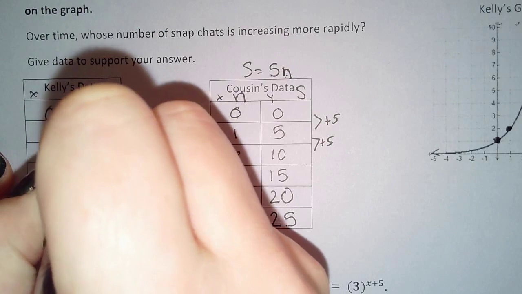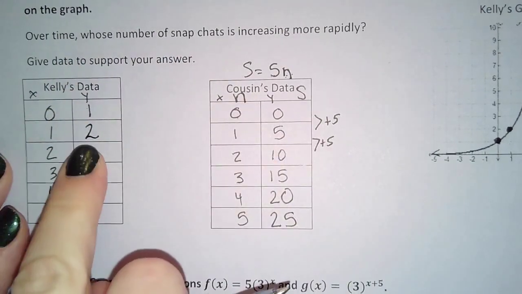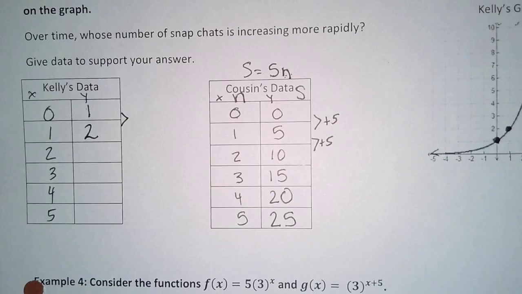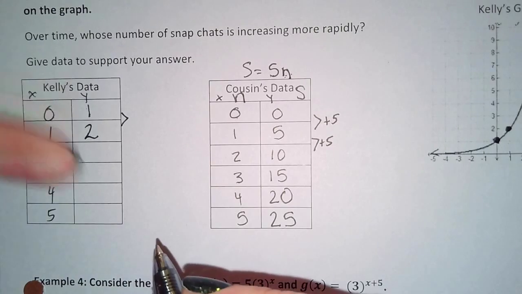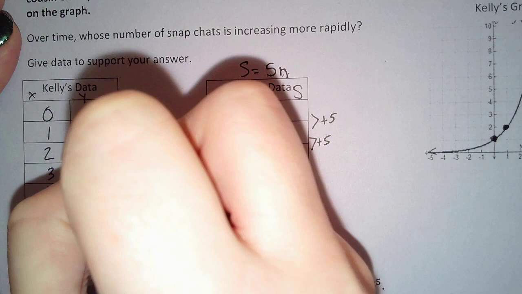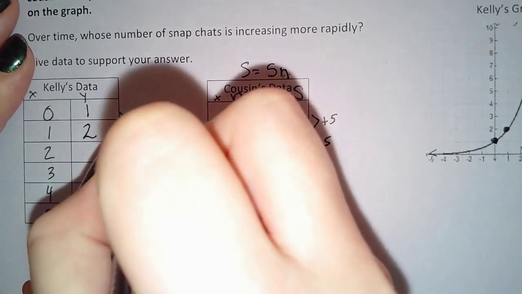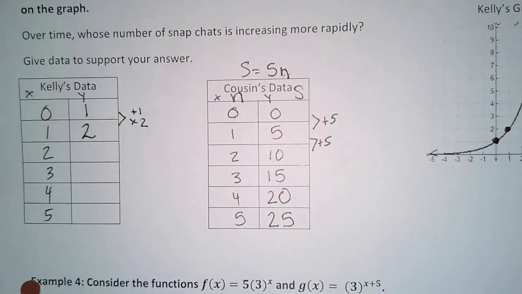Or photos, whatever it is. So 1, 2. So we're either adding, how many to get from 1 to 2? We're either adding 1 or we're timesing by 2. Let's see which one holds true.